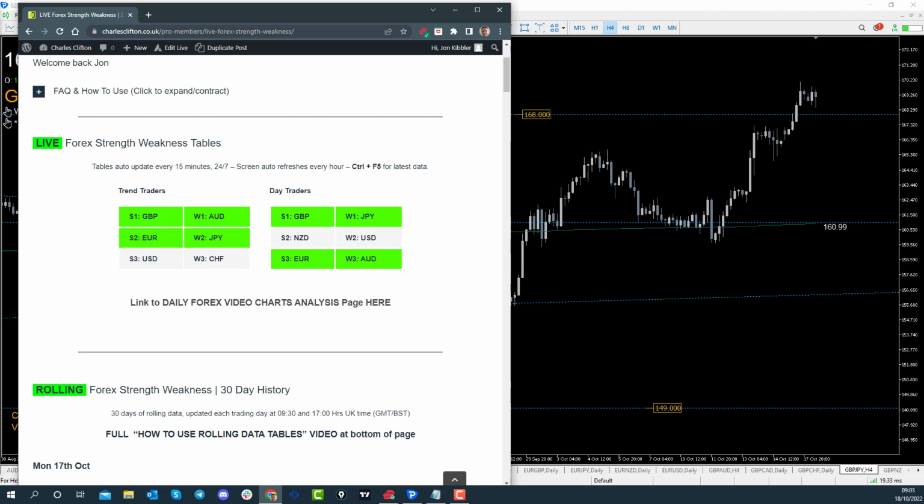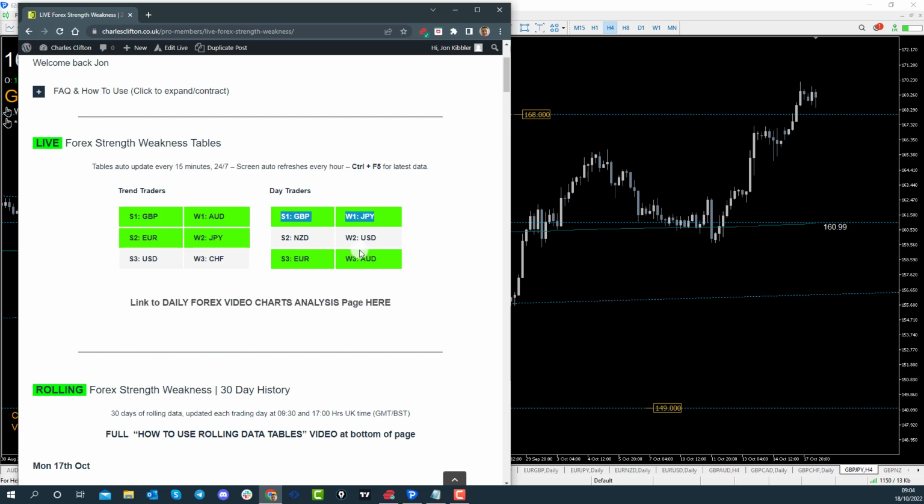Now you can actually see here that the US dollar appears twice, but it's not highlighted in green. The reason is that it is on two different sides of the tables. It's on the strength side on the trend traders but on the weak side of the day traders, so it's showing us there's a conflict between the two trading time frames and that we should probably avoid the US dollar at the moment. Right then, so we're going to focus on two charts today.